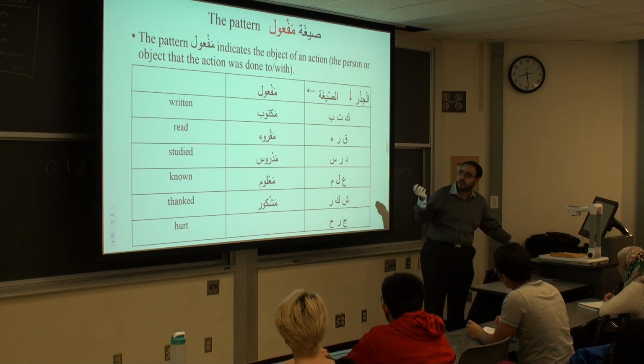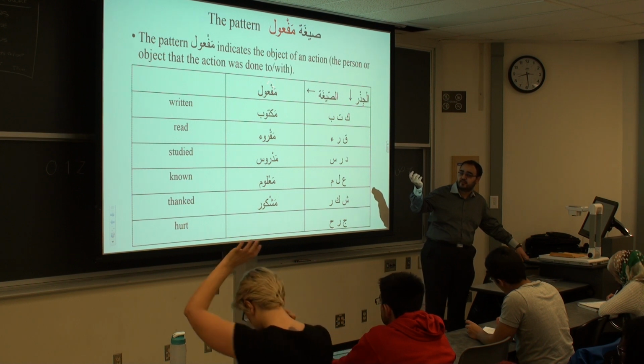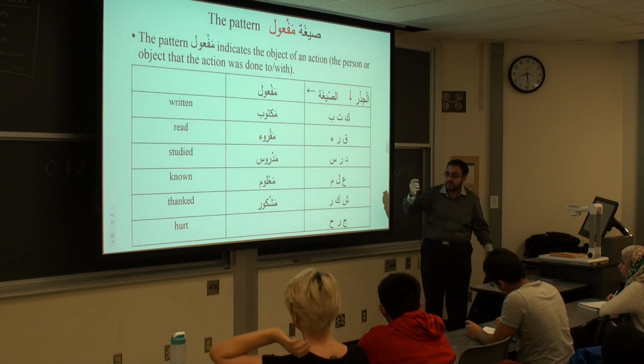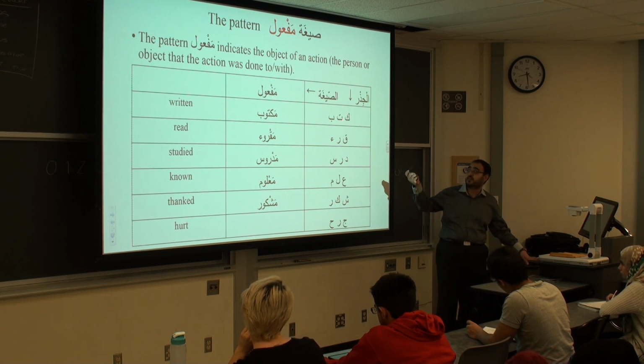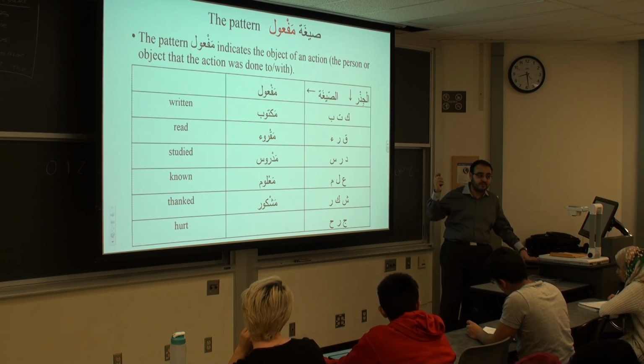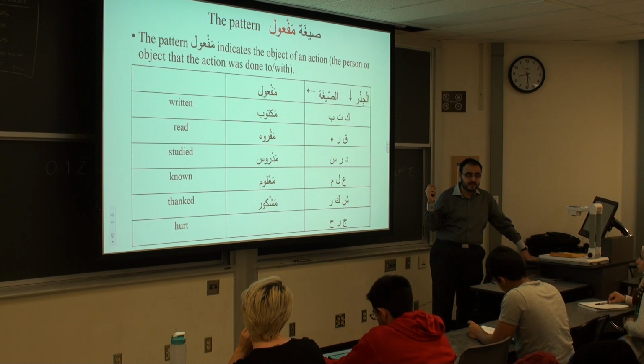Okay, so let me say that first step. I'll get to you in a second. Okay, the first step is to replace the fa with the first letter of the root. I will put the ka, ta, ba. Yeah, instead of the fa'al, instead of the fa ayn lam.